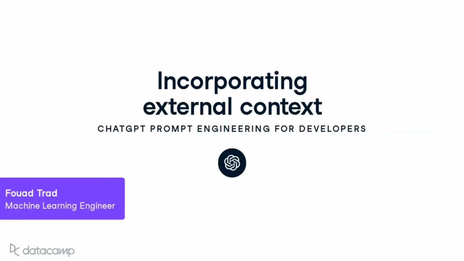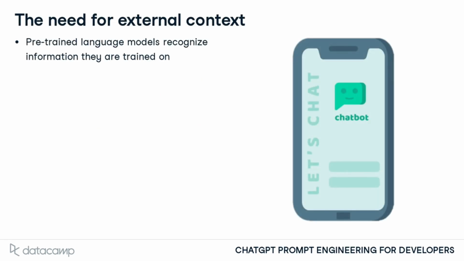One key consideration when creating a chatbot is incorporating some external context. Let's explore why that's important and how we can achieve it. We use a pre-trained language model when building a chatbot using the OpenAI API. Such models only recognize specific information they have been trained on. However, we might want our chatbot to know more than that.